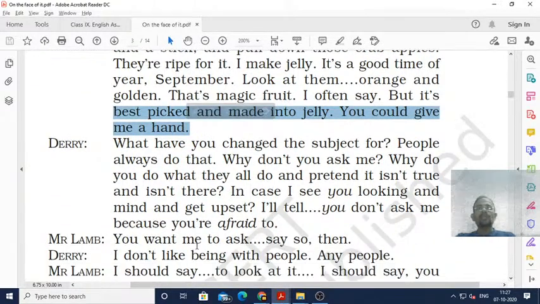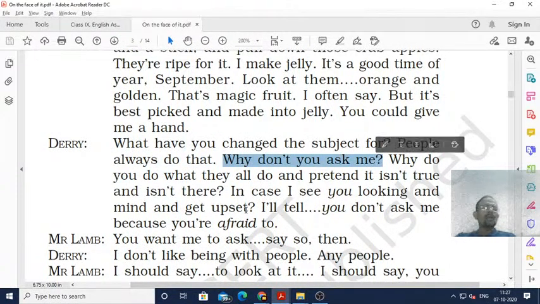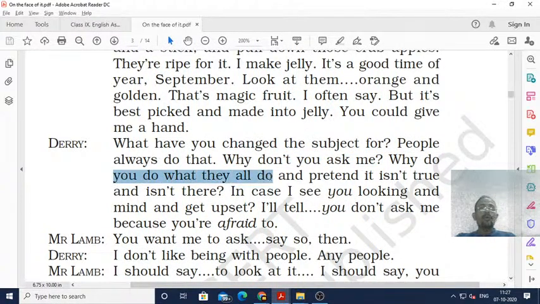Daddy, what have you changed the subject for? Now Daddy has become angry. He's saying, what have you changed the subject for? Why did you change the topic? People always do that. People always change the topic whenever they talk about my face. Why don't you ask me? You ask me the reason why I have developed such an ugly face. Why do you do what they all do and pretend it's not true and isn't there? Whenever people talk to me, whenever they ask me, they also divert from the topic and they pretend that it is not true.